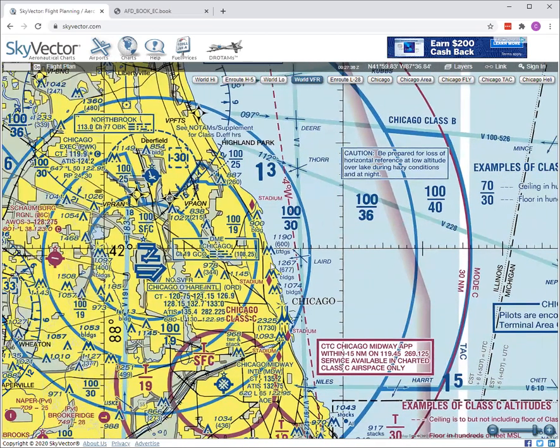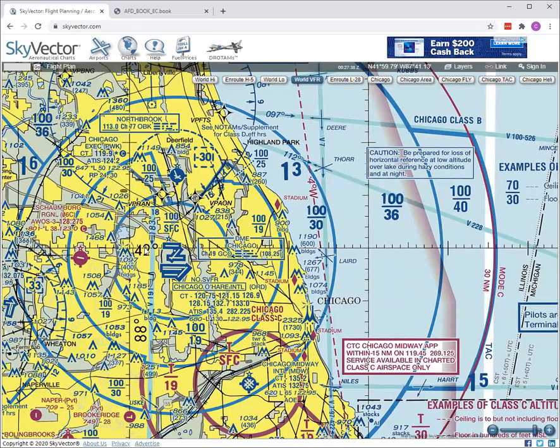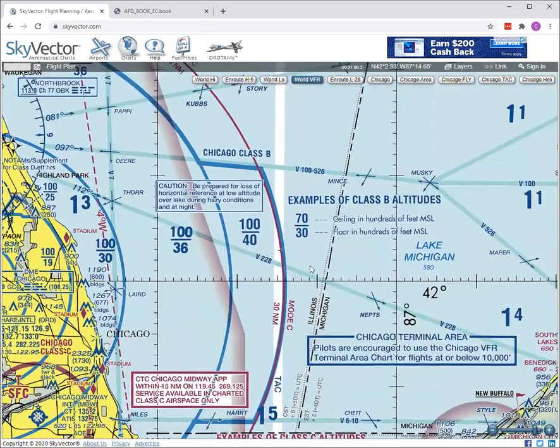So in this case, just like Class C, the innermost ring will start at the surface and go up to 10,000 feet. Then they'll progressively get higher as you go out. So 1,900 feet, 3,000 feet, 3,600 feet, 4,000 feet, etc.